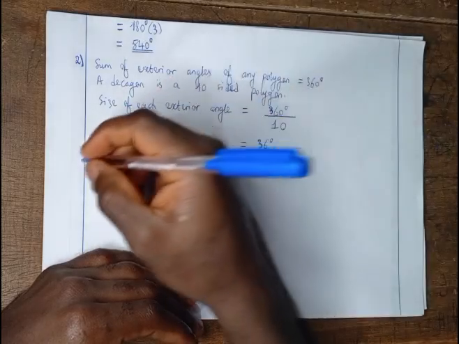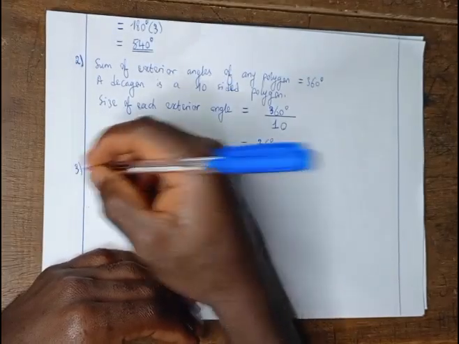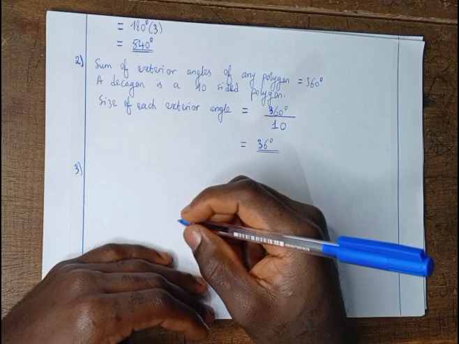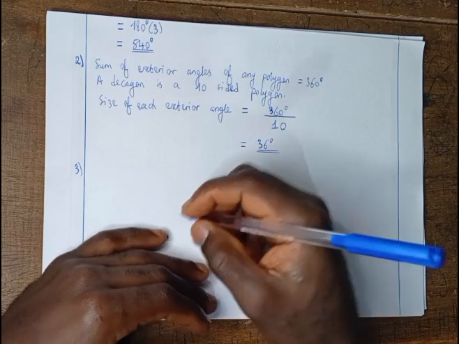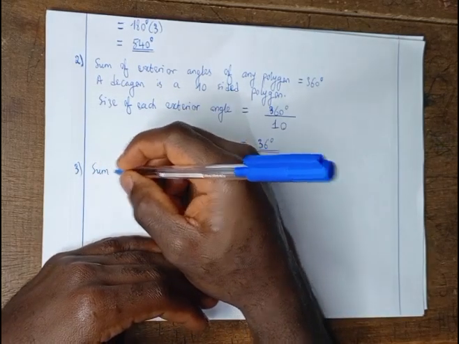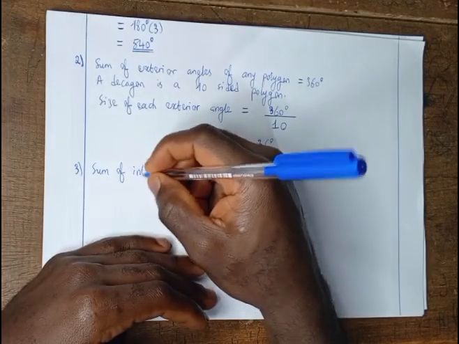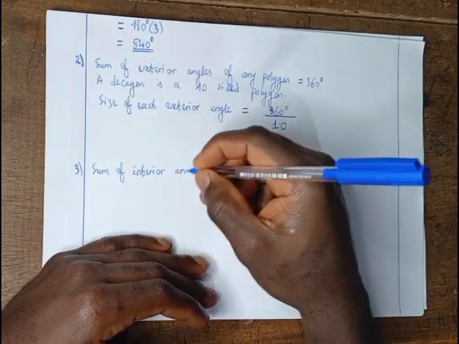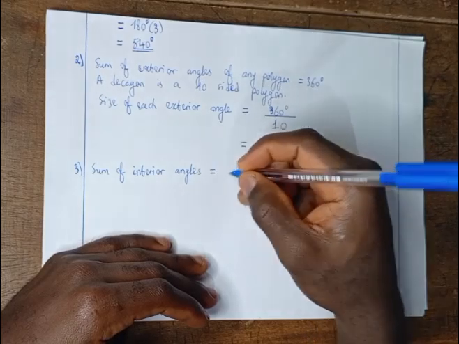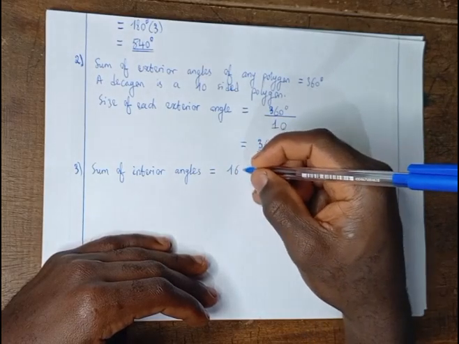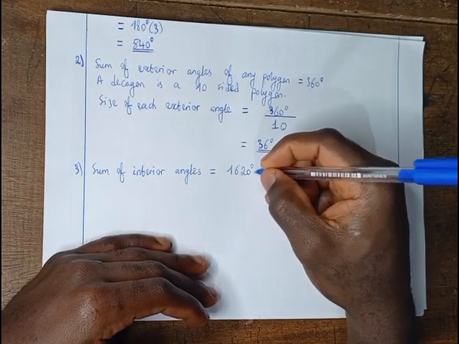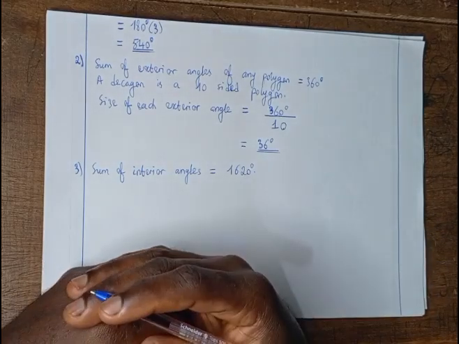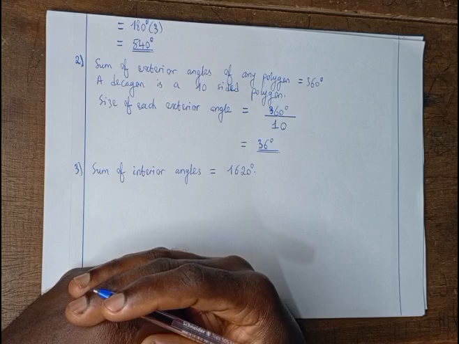We go now to question 3. For question 3, it says the sum of the interior angles of a polygon is equal to 1620 degrees. And now they are asking us, how many sides does the polygon have?